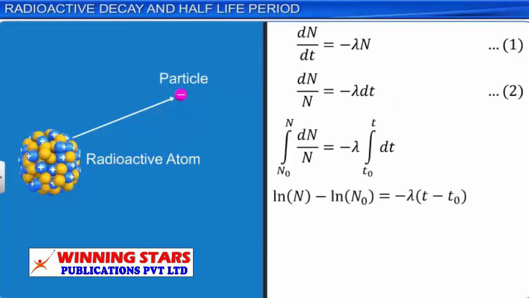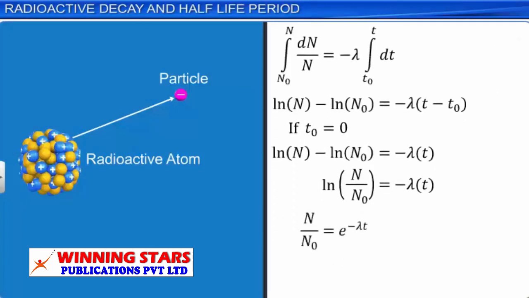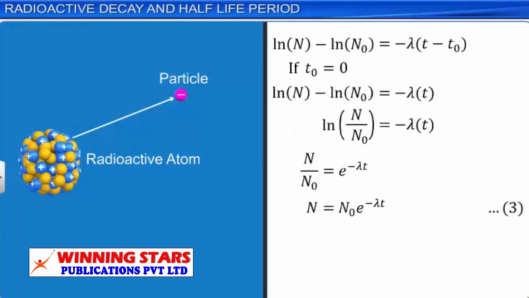If we take the initial time t naught as 0, we get log n by n naught to the base e is equal to minus lambda t. This can also be written as n is equal to n naught e to the power of minus lambda t. This equation is called the law of radioactive decay. Let this be equation 3.